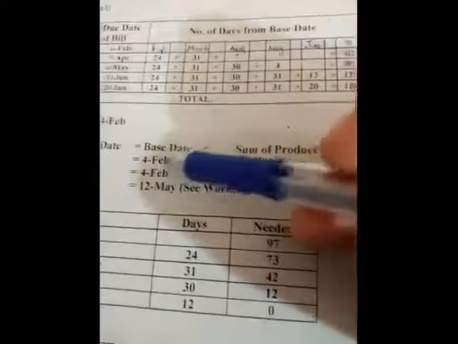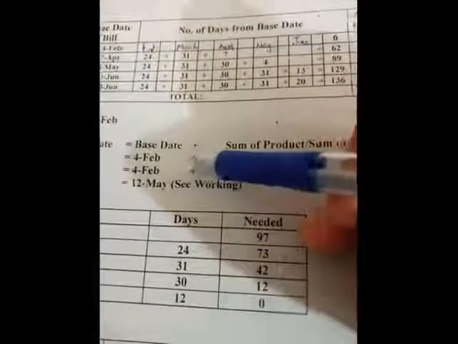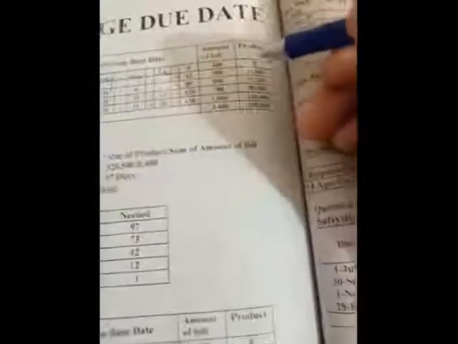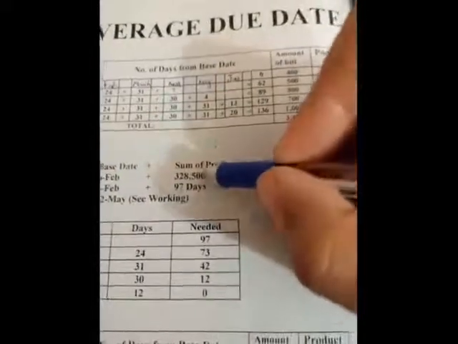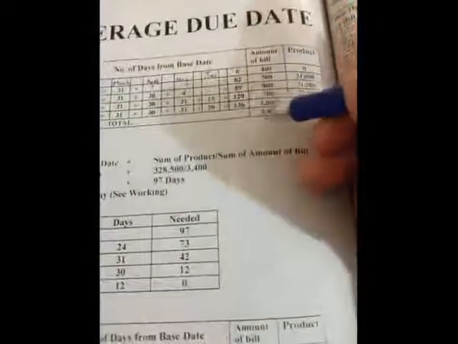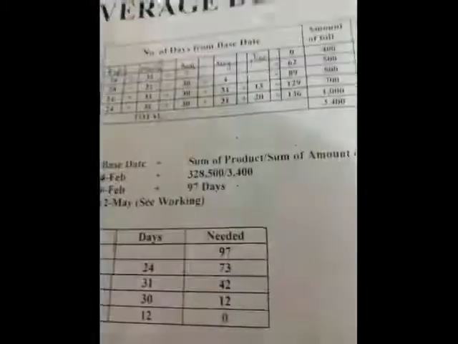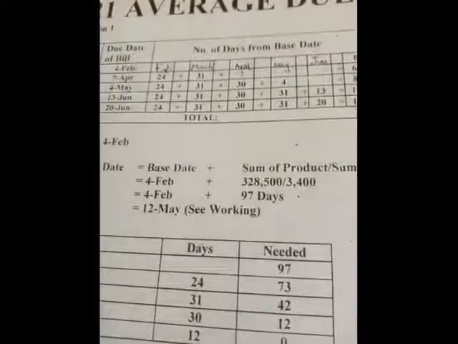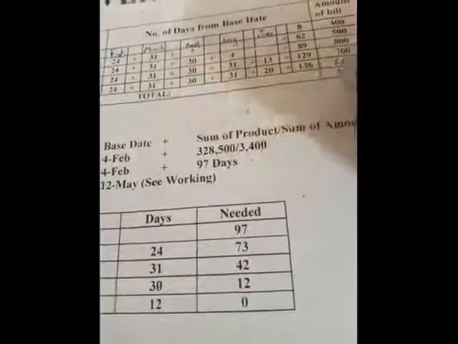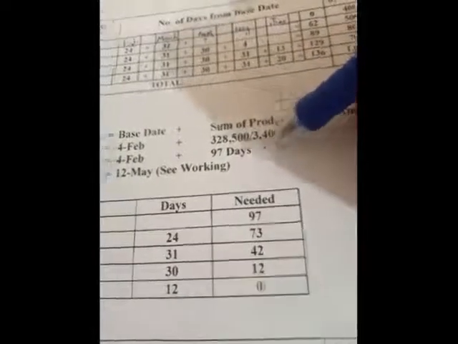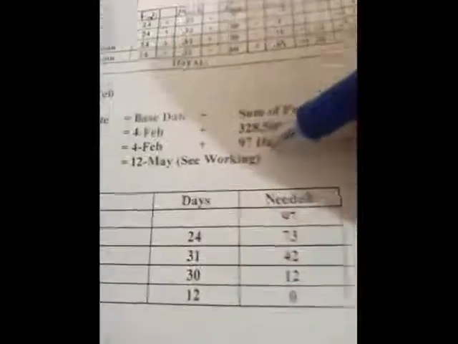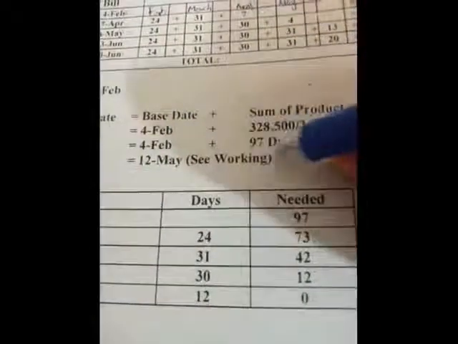What is the base date? The base date is 4 February. So we will write 4 February plus the sum of product, which we have already calculated as 3,28,500, divided by the sum of amount, which we have already calculated as 3,400. We divide 3,28,500 by 3,400 and we will get 97 days. Now we are left with 4 February plus 97 days.